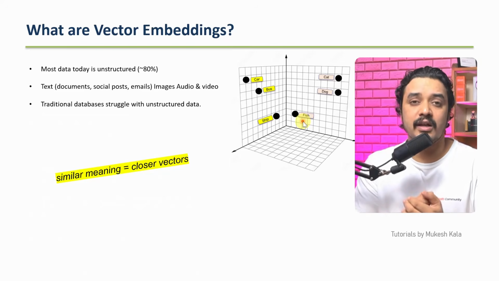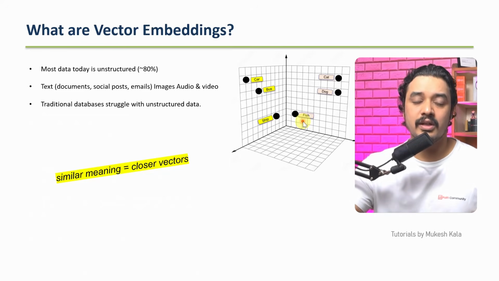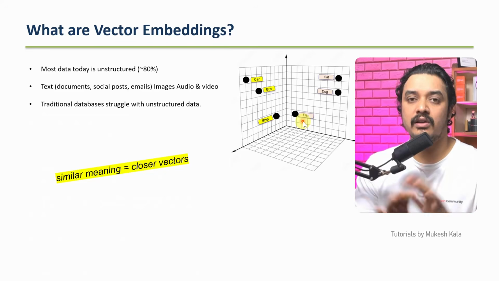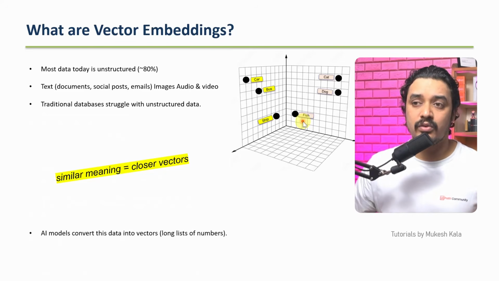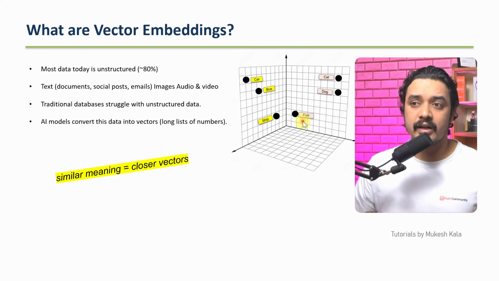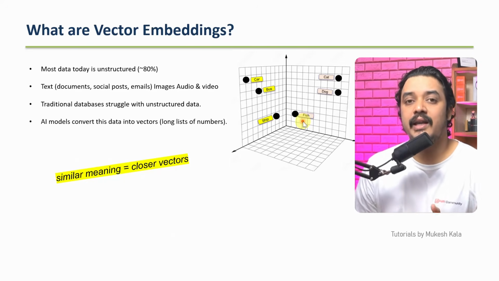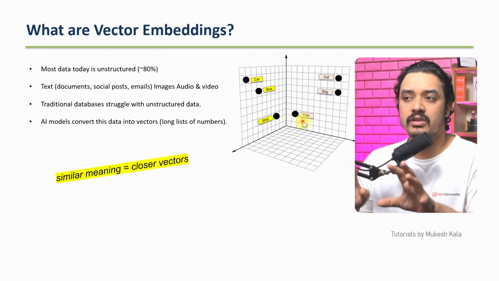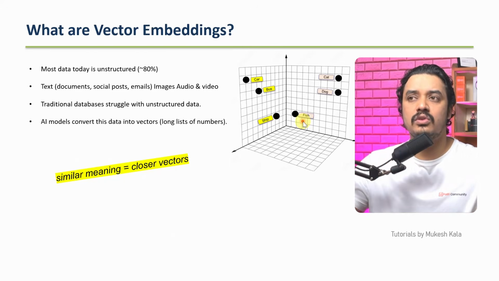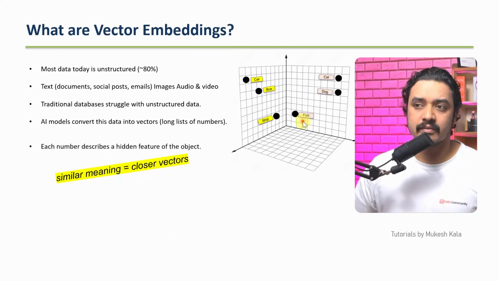For example, if I ask you that this is one social media post, this is the other social media post, tell me are these posts similar or not? If I try to store that information in SQL, they won't be able to do that, right? That is where we have something called AI models. AI models convert all this unstructured data to a long list of numbers which are called vector embeddings.